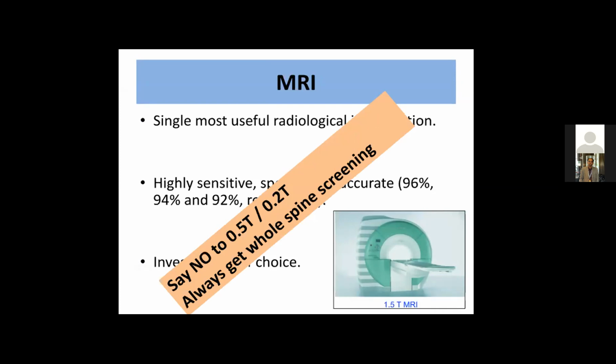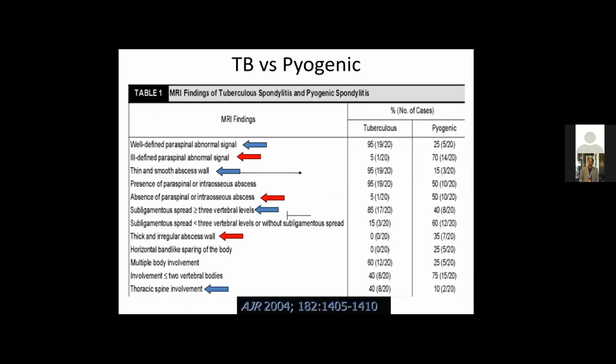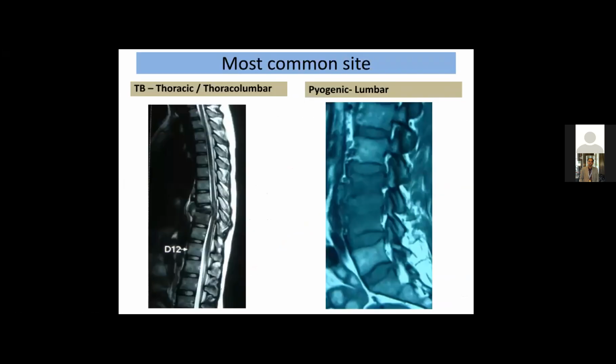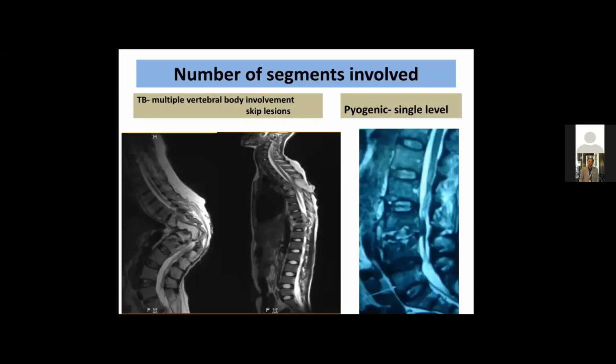I will enumerate a few. The most common site of tuberculosis infection is the thoracic or thoracolumbar junction, while pyogenic infection most commonly involves the lumbar spine. Multiple vertebral body involvement or skip lesions are more common in tuberculosis, while pyogenic infection most of the time involves only a single level.